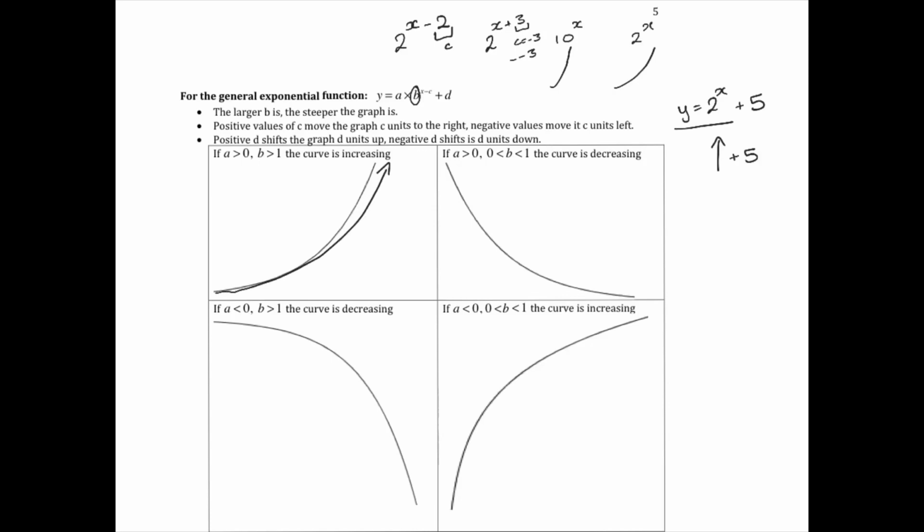If a is bigger than 0, but b is between 0 and 1, the curve is decreasing. The reason for that is because if, say, b is a half, so it's a half to the x, the bigger x gets, the smaller that fraction gets. So we're actually decreasing in values. For instance, a half to the 1 equals a half. But a half cubed equals 1 over 8. And that's smaller. So the bigger x gets, the smaller b to the x gets.